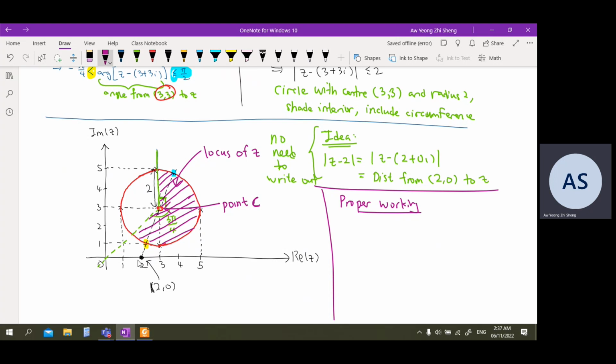Right, so the point 2,0, I'll just call it A here. Or simply P, right? Since we are more familiar with PC, let's call it P. Right, so let's find the distance PC. Okay, by using the distance formula, C has coordinates 3, 3. So I have square root of 3 minus 2 squared plus 3 minus 0 squared. That gives me square root of 10.